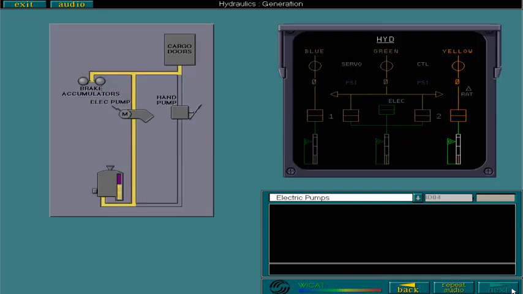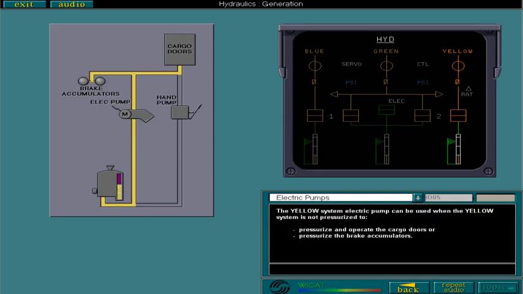The yellow system electric pump can be used when the yellow system is not pressurized to pressurize and operate the cargo doors or pressurize the brake accumulators. The yellow electric pump is not shown on the ECAM.